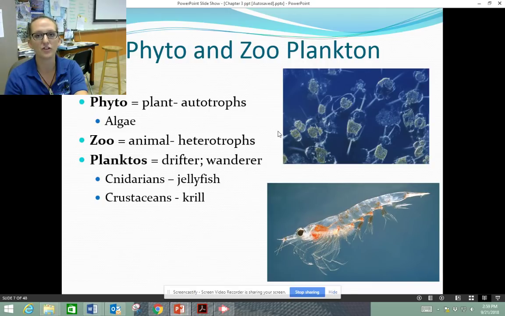Planktos means to be a drifter, to be a wanderer. Other examples of this are crustaceans or krill. They just kind of float in the water. Cnidarians, like jellyfish, are called cnidarians because they have those cnidocysts, or cnidocytes, those stinging cells. The C is obviously silent.